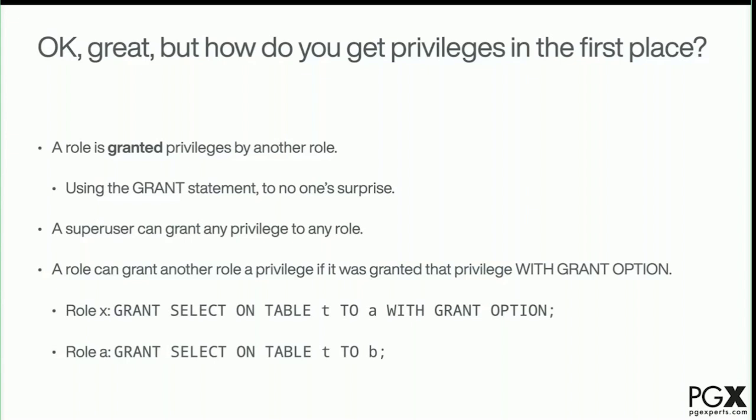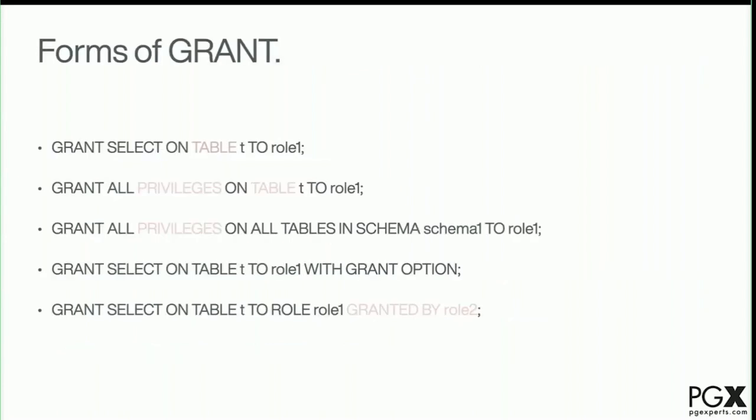And a role can grant another role a privilege if, when it received the privilege, it received it with grant option. So if role X gets a grant to table T, and role X grants role A select on table T, we'll assume role X is able to do this with grant option. Now role A can hand out grant option to other roles, and there's the example.